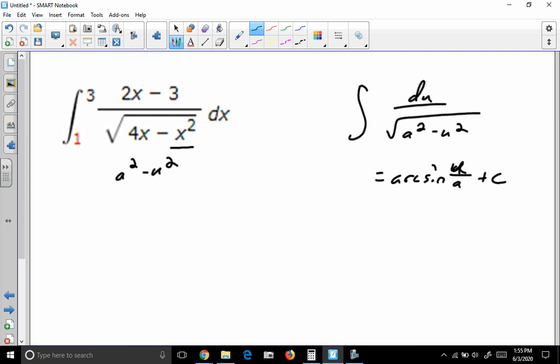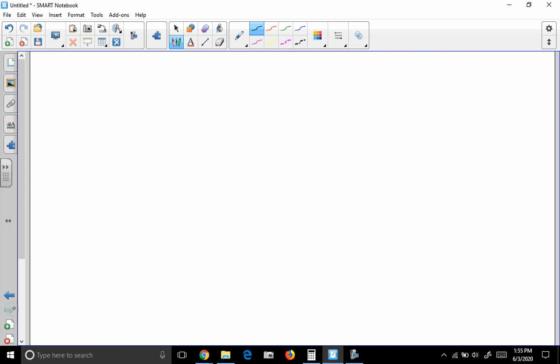Let's go to another sheet and see how we can rewrite this and try to make it a squared minus u squared. So if we're going to have a minus u squared, we're going to have a negative in front, but the square is going to be on the u before the negative is applied. In other words, we're going to need to factor this negative out.